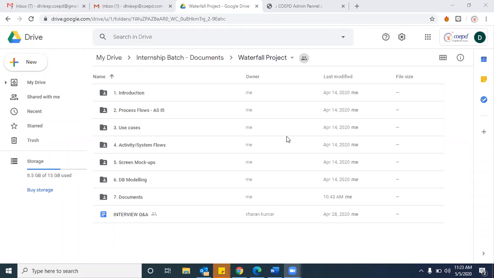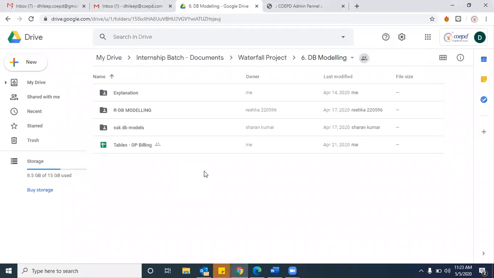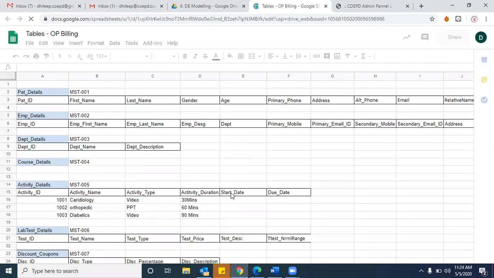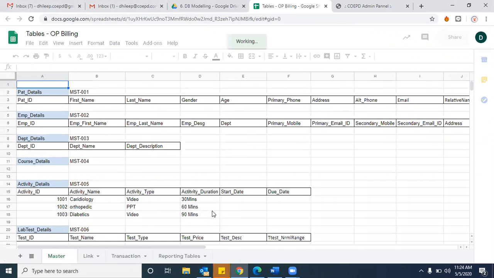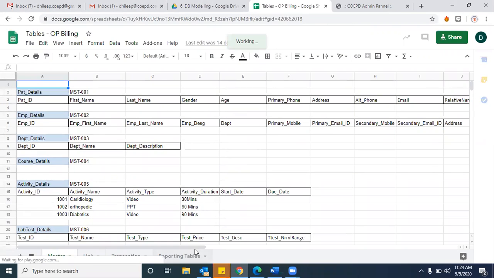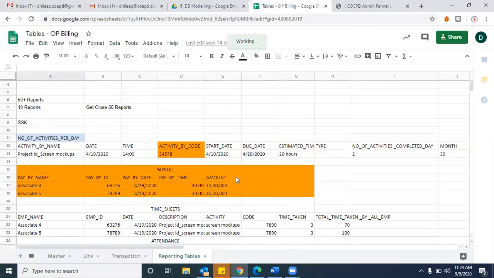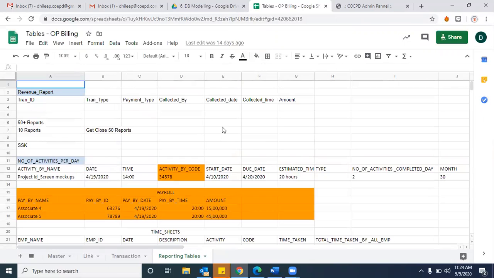It's been a week and a half, if I'm not wrong, since we started this data modeling. Hope you remember. My strong gut feeling is you didn't forget about it, right? No, didn't really forget anything. Okay, fine. So we are still pending with reporting tables. Hope you remember.